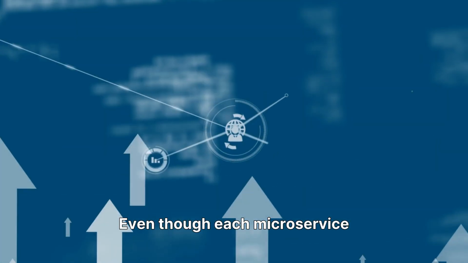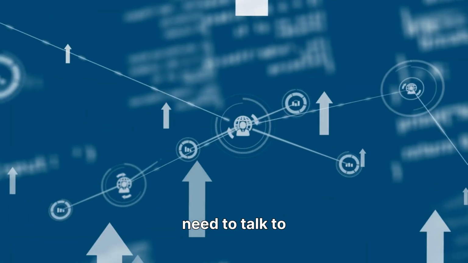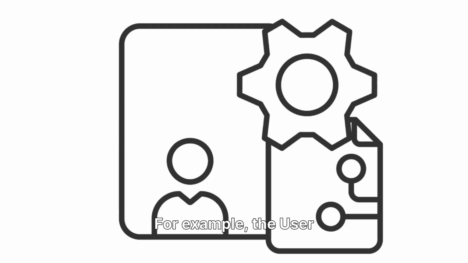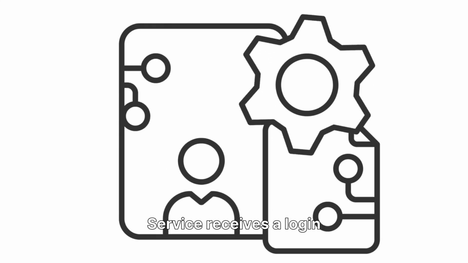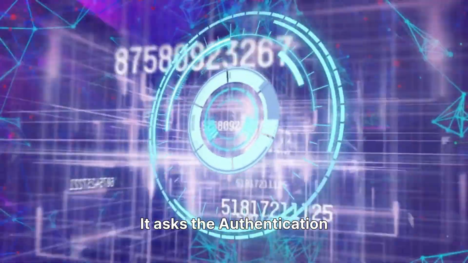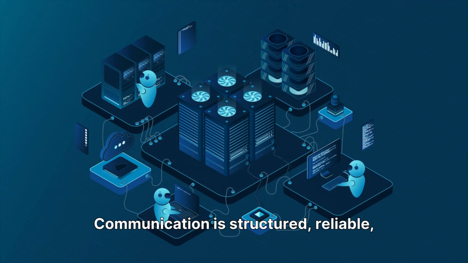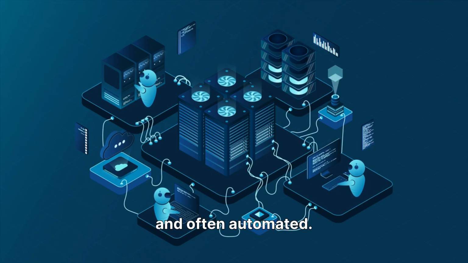Even though each microservice runs separately, they still need to talk to each other. They do this with APIs, which act like phone calls between services. For example, the user service receives a login request. It asks the authentication service to verify credentials. The user service then responds to the app. Communication is structured, reliable, and often automated.